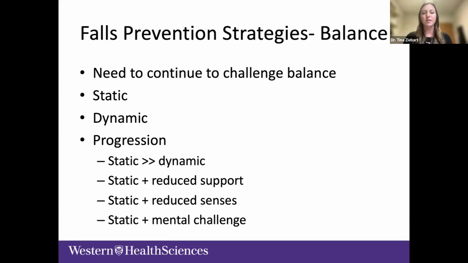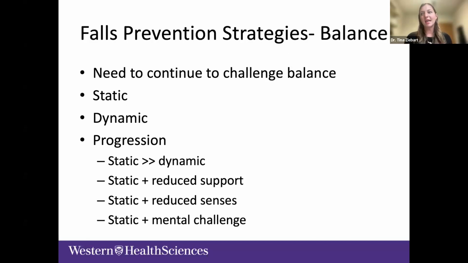So having reduced senses or changing your senses is really helpful for people that get up and have to use the washroom in the middle of the night. So when the lights are darker, is their balance still okay? Adding in a mental challenge is really helpful too for the people that walk outside and they're having a conversation with somebody that takes a mental load. So is their balance still good in those situations?